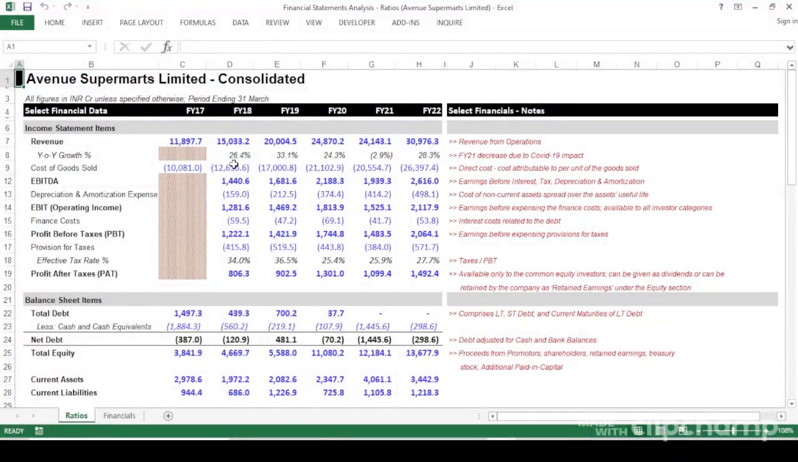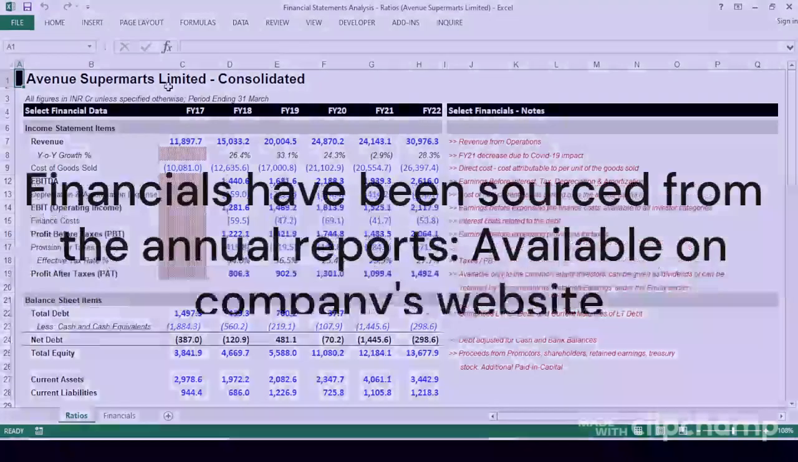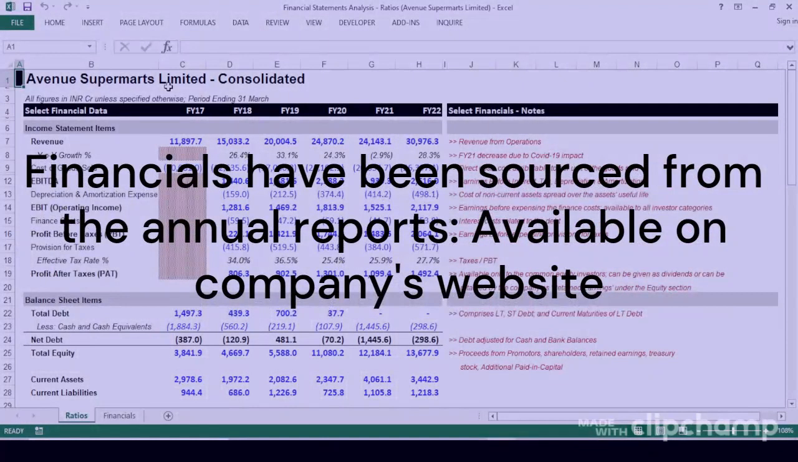And in this video, I'm going to talk about certain financial ratios. And I'll start with the company known as Avenue Supermarts Limited. This company is a retailer based out of India, and it is also known by the name DMart. For the analysis, I've taken the consolidated financials.